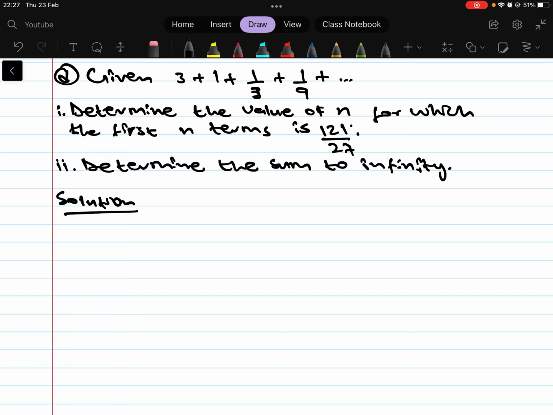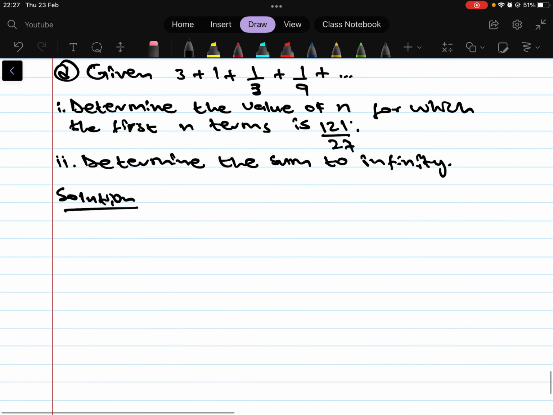In this case we already know that this is a geometric series. If you didn't know that it's a geometric series, you can always just divide any two consecutive terms and see if you get a constant ratio. Then you will know that this is definitely a geometric series. So assuming that we already know, we don't need to do any divisions.